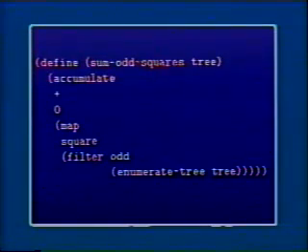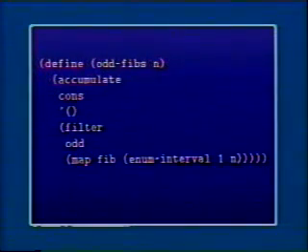Similarly, the Fibonacci one, right, how do we get the odd fibs? Well, we enumerate the interval from 1 to n. We map along that, computing the Fibonacci of each one. We filter the result of those for oddness. And we accumulate all of that stuff using cons starting from the empty list.